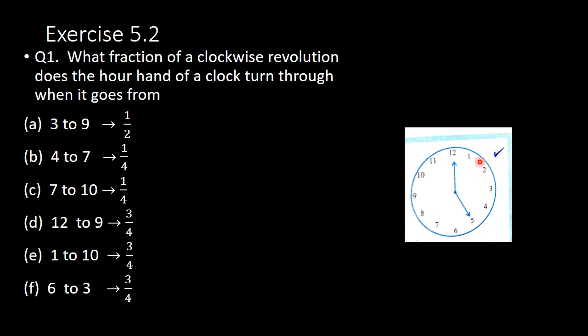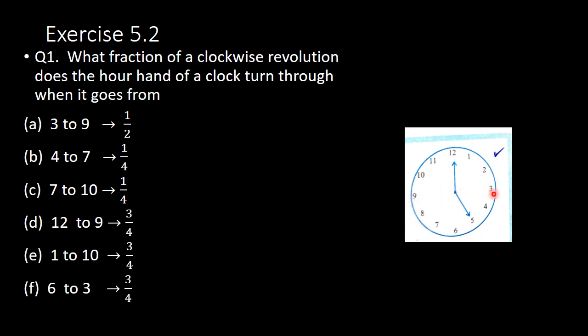So, the hour hand is moving from 3 to 9. And you know 3 and 9 are just opposite. And so we say half of the revolution, half circle, it completed half round. Okay, when it is completing half round, then we say half of the revolution.